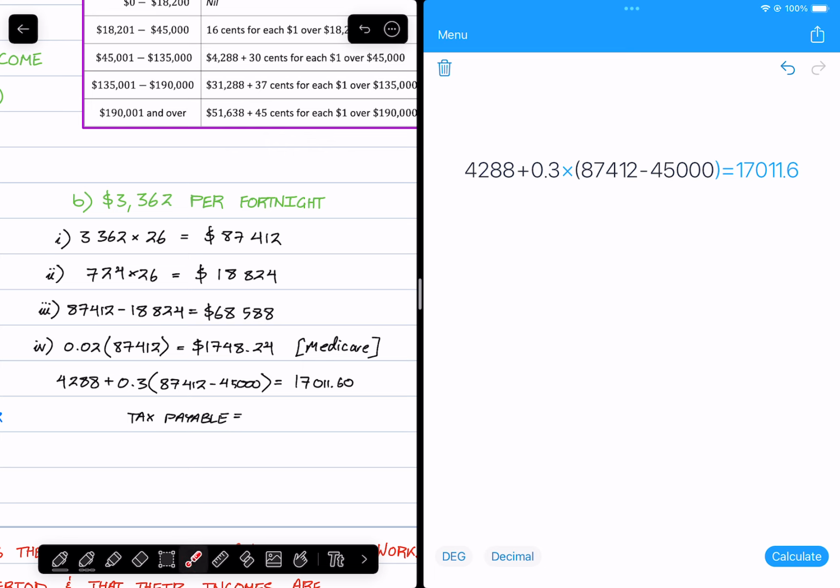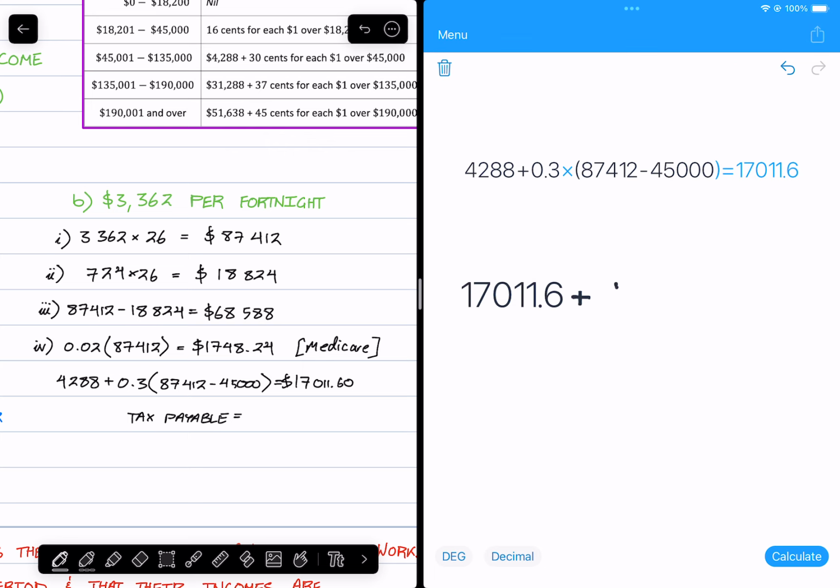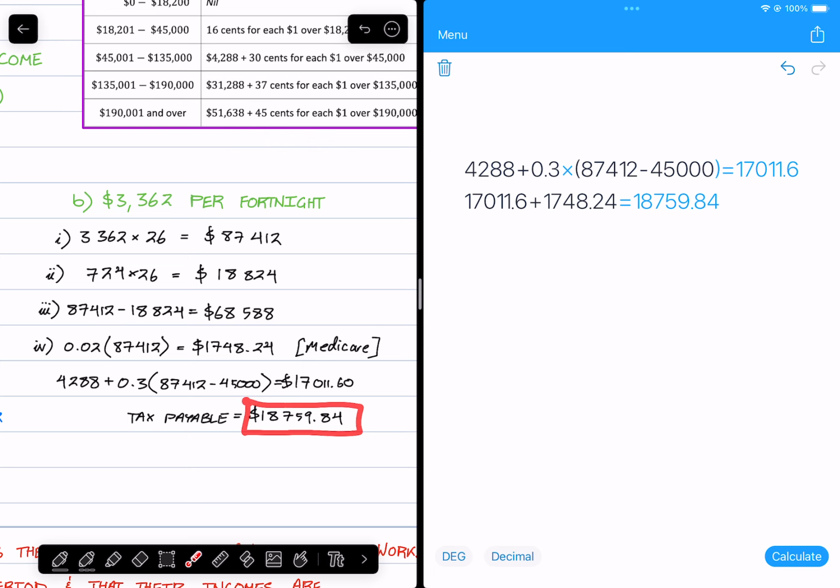And see, so the total tax payable is just the sum of the Medicare levy and the income tax. So taking the sum of these, this is our income tax, adding on to this the Medicare levy. This gives us $18,759.84. So this amount is what is expected to have been paid throughout the year. And as you can see, this person has paid more than that.